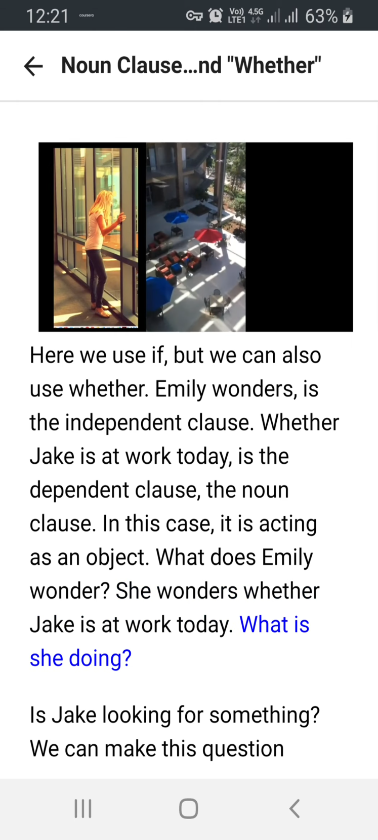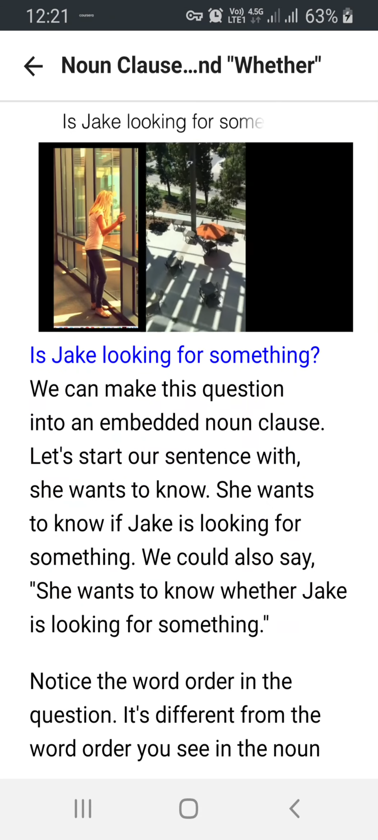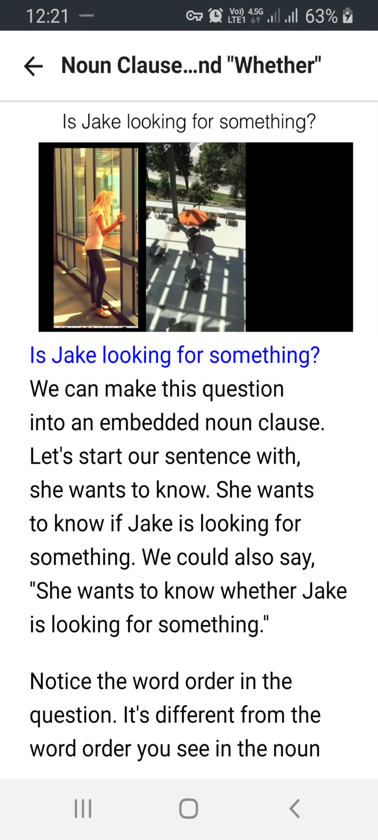What is she doing? Is Jake looking for something?